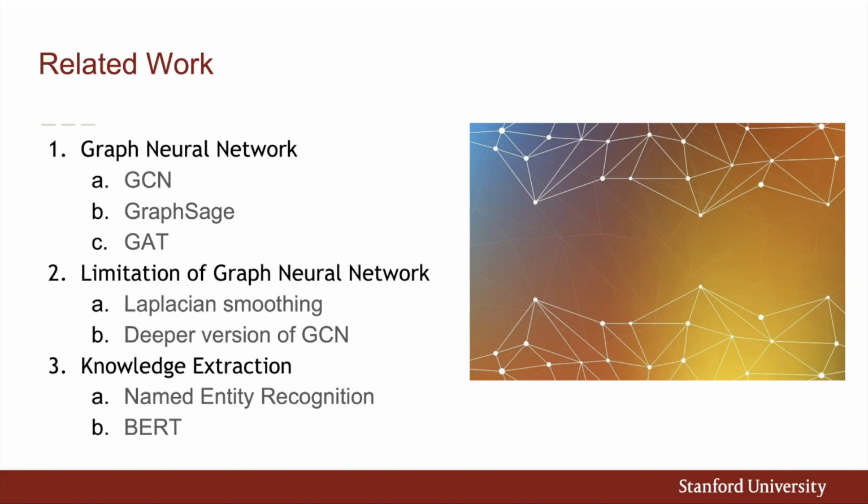The first area is the graph neural network, which includes several technologies such as GCN. We actually didn't use this method in this project. The second technology is GraphSage, which introduces a spatial aggregation of local node information by different aggregation weights. The third method is GAT, which proposes an attention mechanism in the aggregation process by learning extra attention weights for each node's neighbors. There are several limitations of graph neural networks, such as Laplacian smoothing and the deeper version of the GCN.